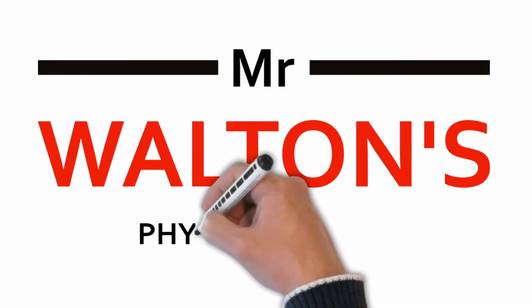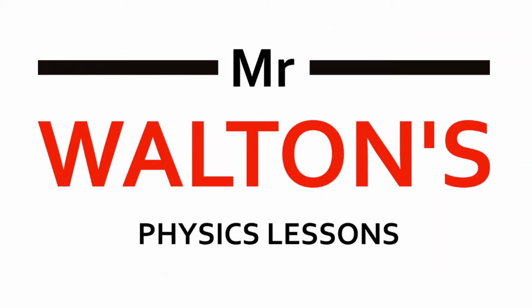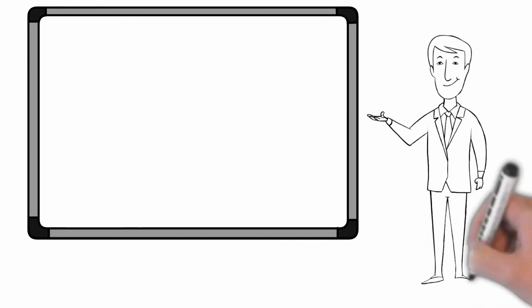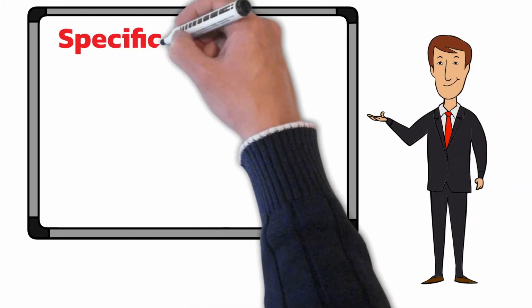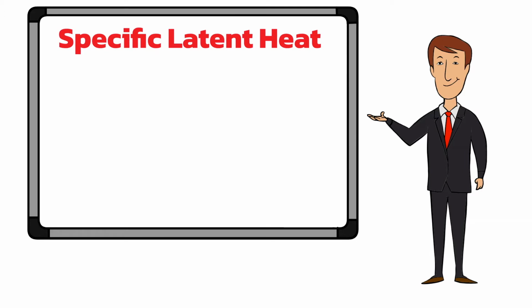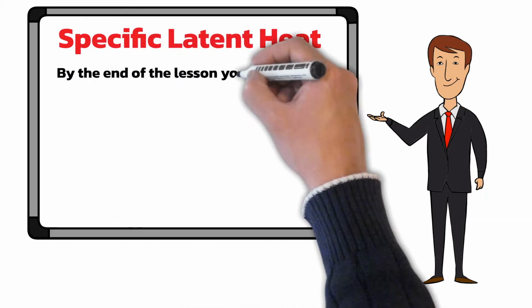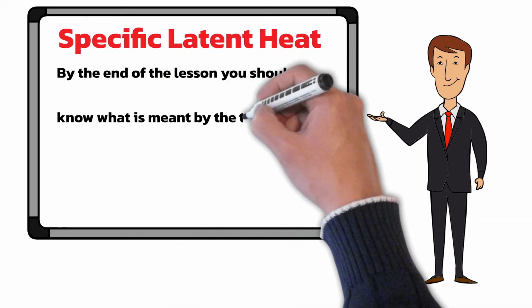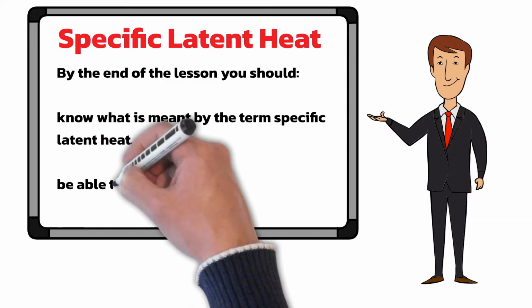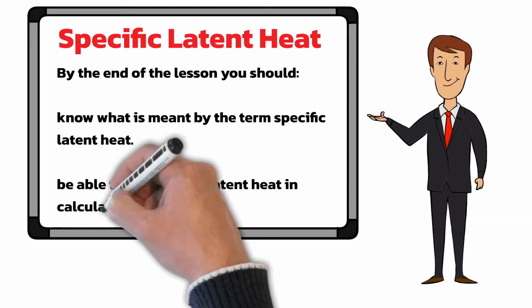In today's lesson we'll be looking at specific latent heat from the particle model of matter topic of GCSE Combined Science and GCSE Physics. By the end of the lesson you should know what is meant by the term specific latent heat, and be able to use it in calculations.